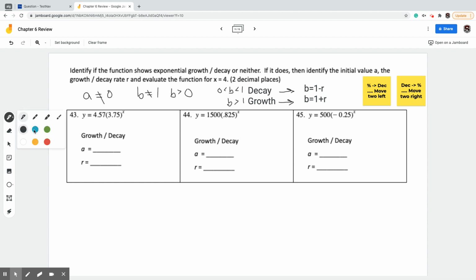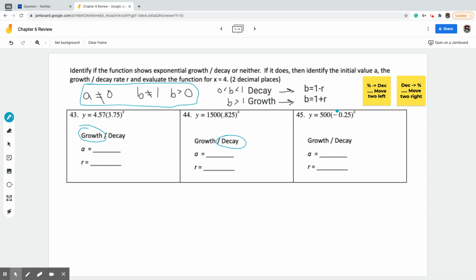So let's see if we can identify this. Well, right off the bat, does this hold true? Yes. And then we say, well, is your base larger or smaller than 1? In this case, it is larger, so we say it's growth. In this case, it's check. Check, right? All three of these check off. And so it is smaller than one, so we call it decay.